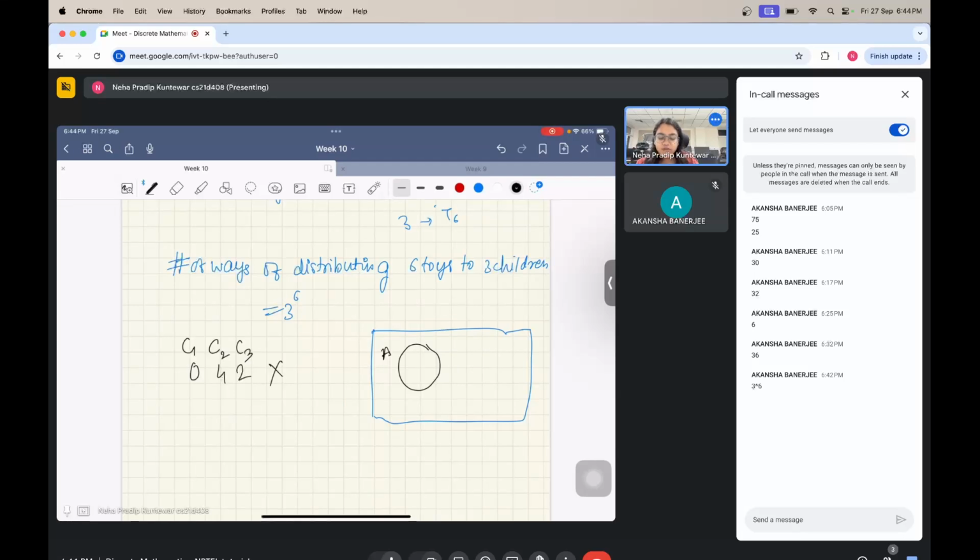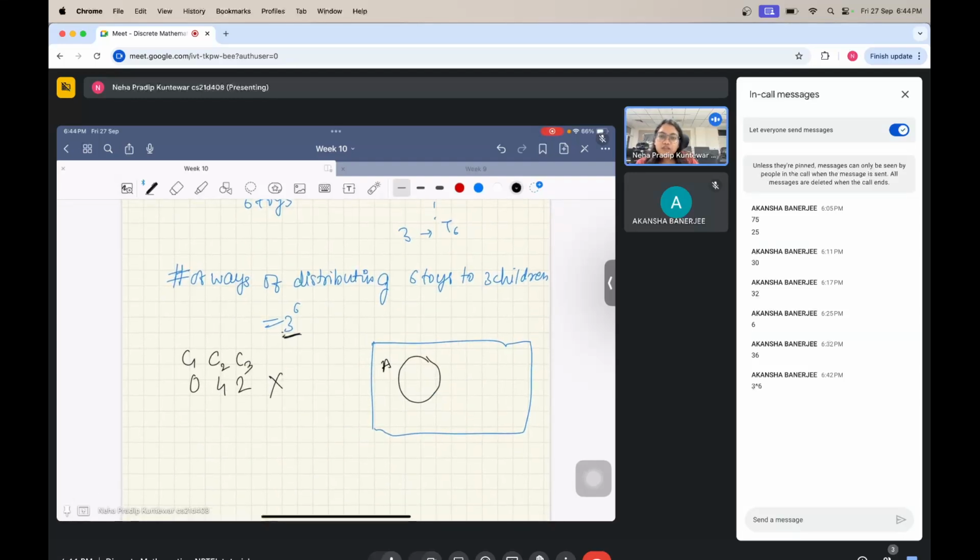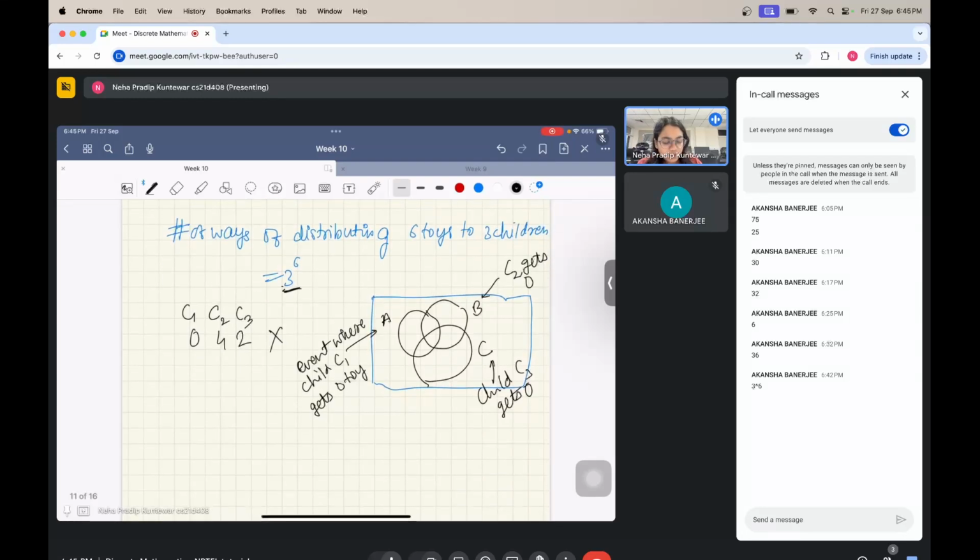This is not valid for us because we have an additional constraint that each child should get at least a toy. So from these 3 to the 6 possibilities, we're going to have to remove such bad cases where there is some child who does not get a toy. So A represents the event where child C1 gets 0 toys, and similarly you can define B where child C2 gets 0 toys, and the event C where child C3 gets 0 toys.